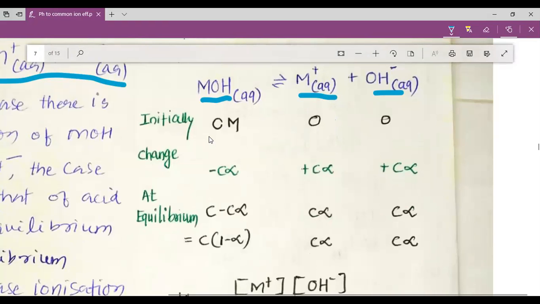In the same way, my dear students, the initial concentration is C, but initially there are no products available. The change in reactant is minus, but the change in product is plus. The change in reactant is minus C alpha. The change in product is C alpha and C alpha. We write C alpha because the stoichiometric coefficient for this ion is 1. If the stoichiometric coefficient is 2, we will write 2C alpha, 2C alpha. If it is X, we will write XC alpha, and if it is N, we will write NC alpha.